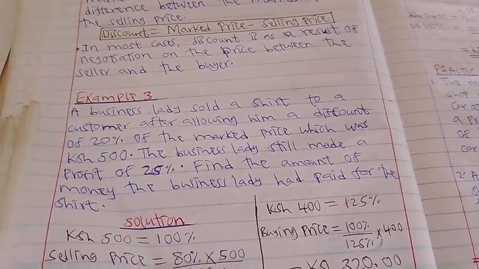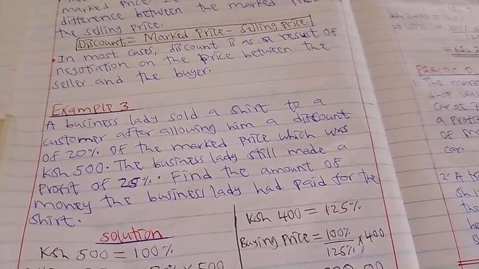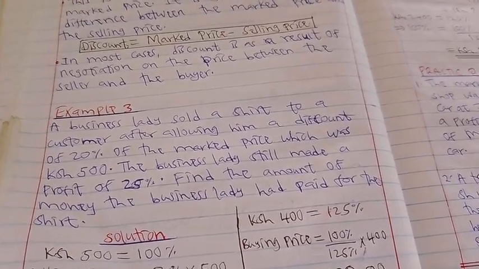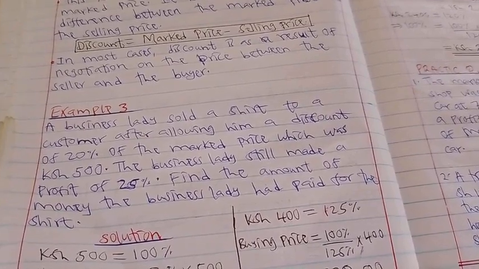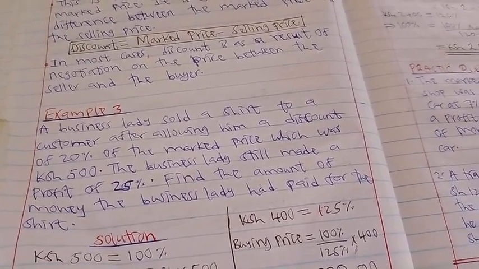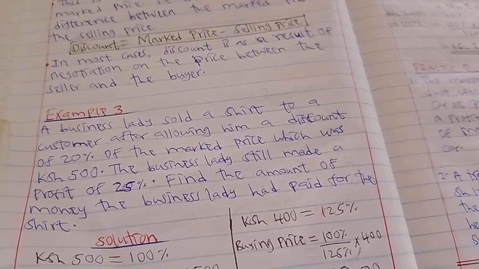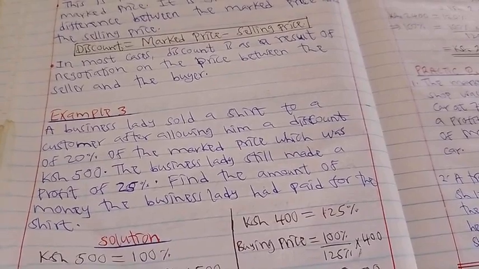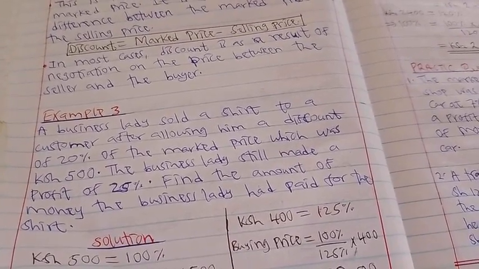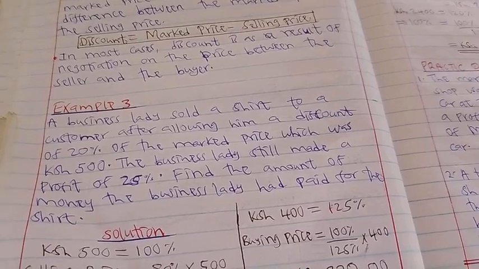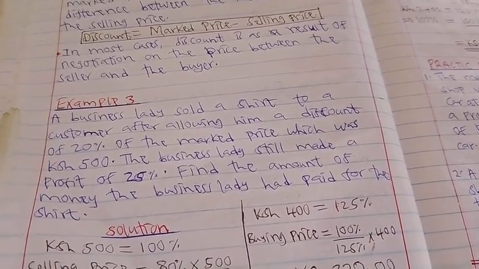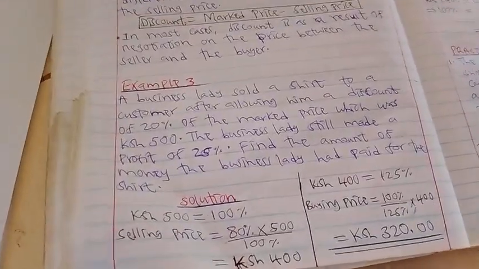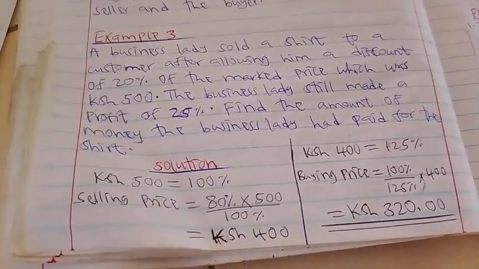A business trader sold a shirt to a customer after allowing him a discount of 20% of the marked price, which was 500. The trader still made a profit of 25%. Find the amount of money the trader had paid for the shirt. In this case, there is a discount given, but still with that discount given, the seller makes a profit. Therefore, we are going to say that the marked price was 500.